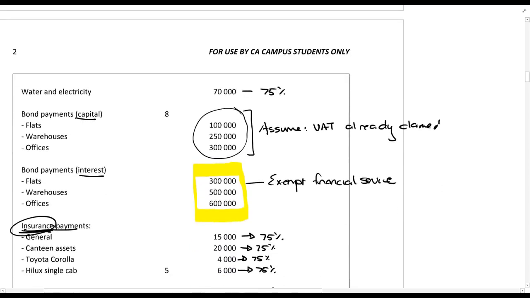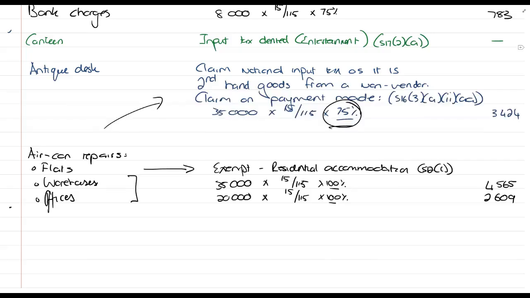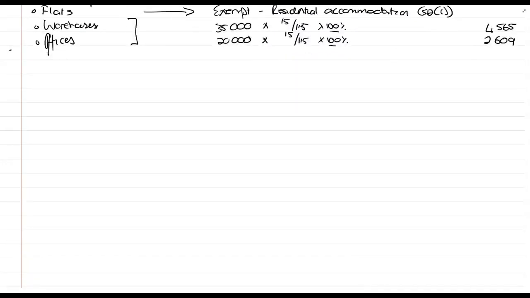Right, then we have the water and electricity, 70,000. So here's another example of that. The water and electricity, what business is it being used for? Is it being used 100% for my exempt business, 100% for my taxable business only, or is it being used for both? It's being used for both. So I can only claim the correct percentage. So basically the idea behind this is to have situations where you don't have separate invoices.